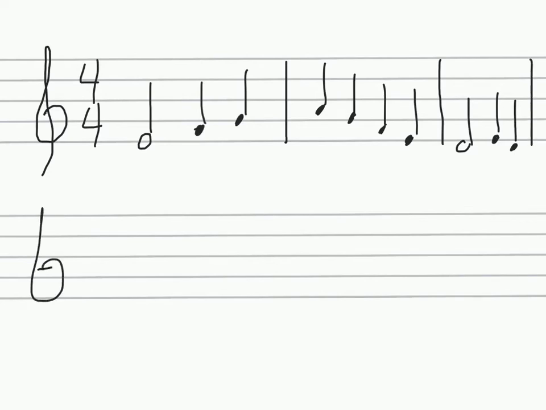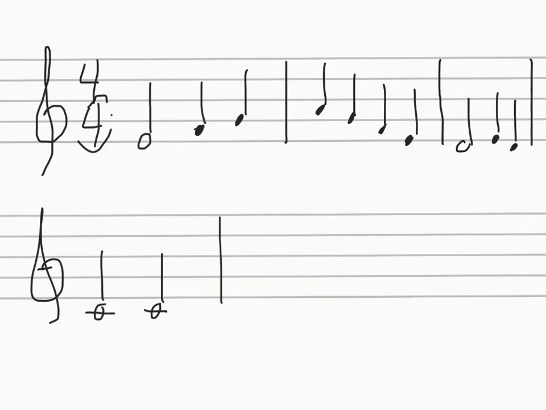And I can continue that down onto the next line. So if we count it, 1, 2, 3, 4, 1, 2, 3, 4, 1, 2, 3, 4, 1, 2, 3, 4. Okay, you see how that works. Now the 1/4 note doesn't have to be the unit of beat. I could have different units of beat.